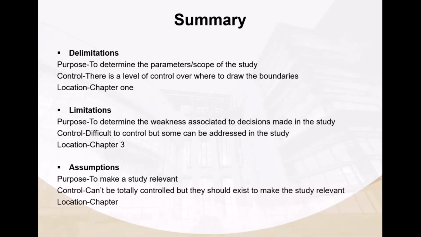Limitation: the purpose is to determine the weakness associated to a decision made in the study. Control: difficult to control, but some can be addressed in the study. Most of the time, we position them in chapter 3. Assumptions also, we position them mostly in your chapter 1, or in your chapter 3. But like I've said, very few students, when they write their research report, talk about assumptions, okay?